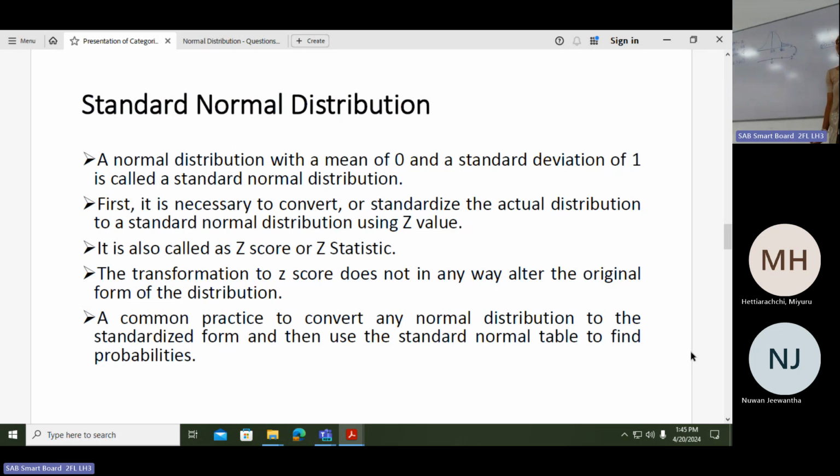Then what is the standard deviation? Variance is 16. What is the standard deviation? 4. Square root of the variance. What is the standard deviation? What is that? 60 minus 55. 5. Then 5 divided by 4. 1.25. Okay, then what is the value in here? 1.25. Okay, understood?